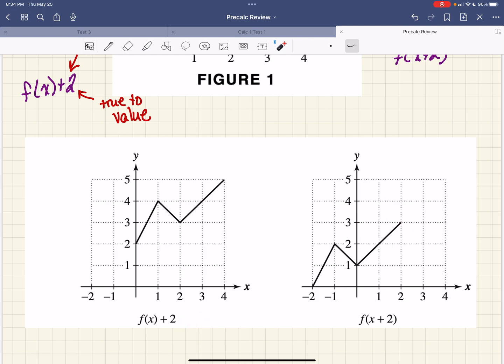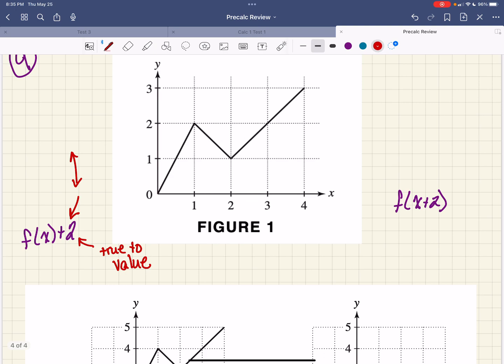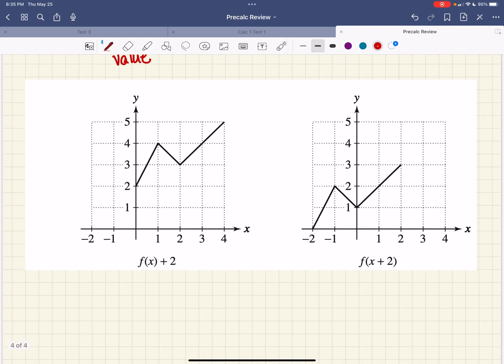Now, this part, the second one that we're asked to do, affects my left to right, and it's opposite. So if this says f of x plus 2, what we're doing is moving this 2 spaces to the left. Every one of these points is going to go to the left 2 spots. Everything's going to move this way. And so our graph that we're left with is this right here.